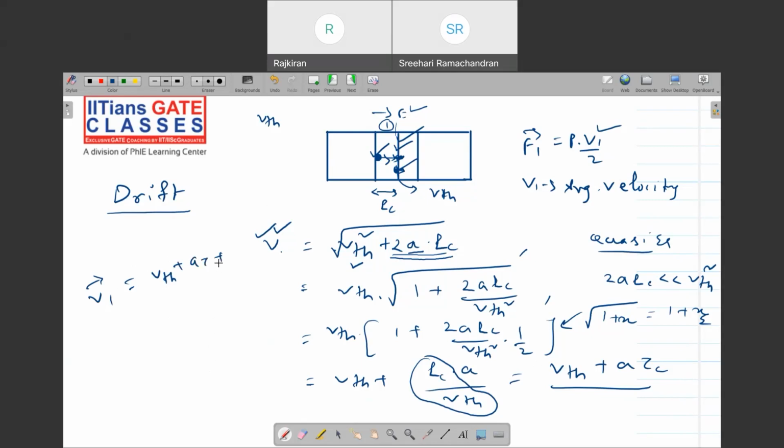8 tau. Sorry. So what is V1 average? It is the average velocity of all the particles traveling from region 1 to region 2. Okay, this is region 2. So the maximum is VTH plus 8 tau, and the minimum is VTH, divided by 2. So it will give me approximately the average velocity of all the particles, right? So it will be VTH plus 8 tau by 2.